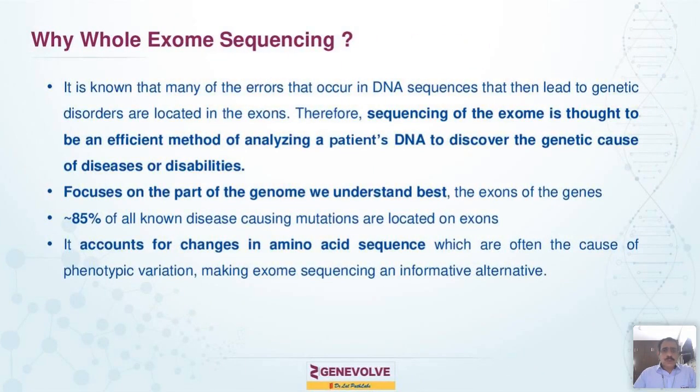Sequencing of the exome is thought to be an efficient method to analyze a patient's DNA to discover the genetic cause of the disease and disabilities. Around 85% of all known disease-causing mutations are located on the exons. So you need not go in for whole genome sequencing as the first test of choice. Exome sequencing can definitely be looked at as the first method of choice.